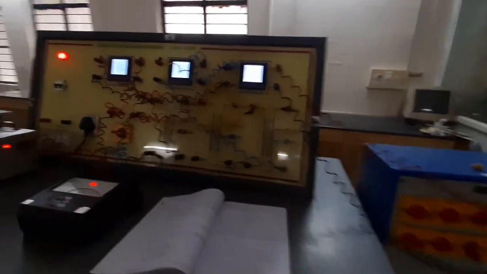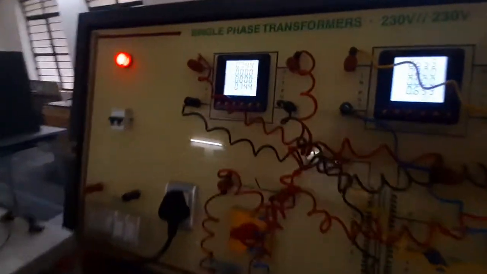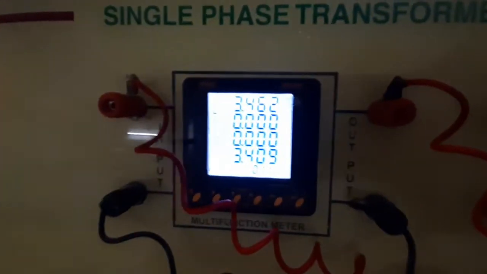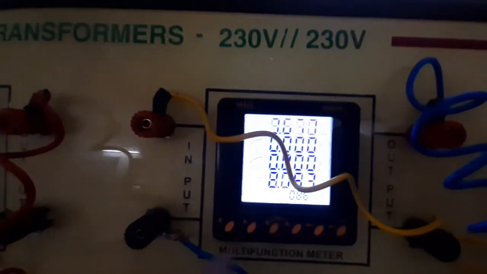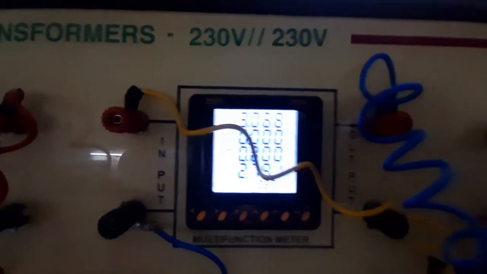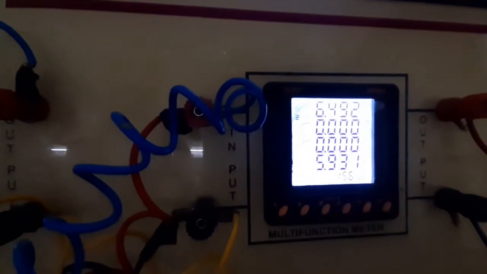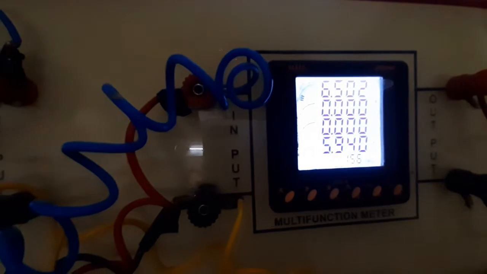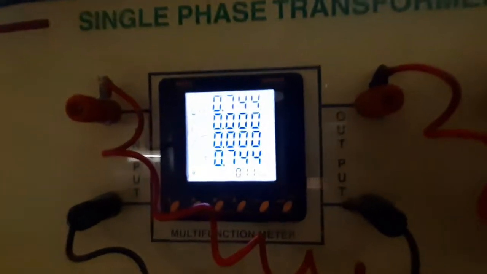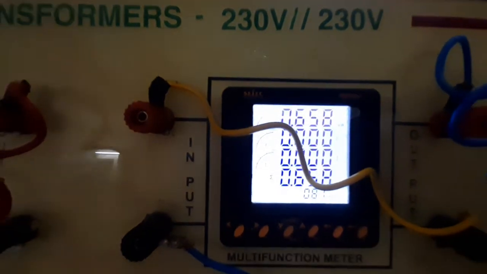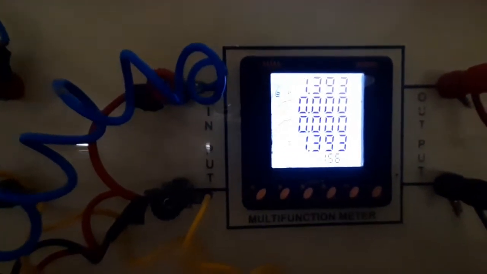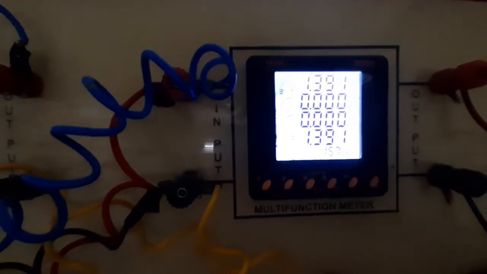So totally 7 amps we have put. 3.4 amps shared by the first transformer, 3 amps shared by the second transformer. Total current is 6.49 ampere, and the power ratings are 744 watt for the first, the second one is 658 watt, and the total power shared is 1391 watt.